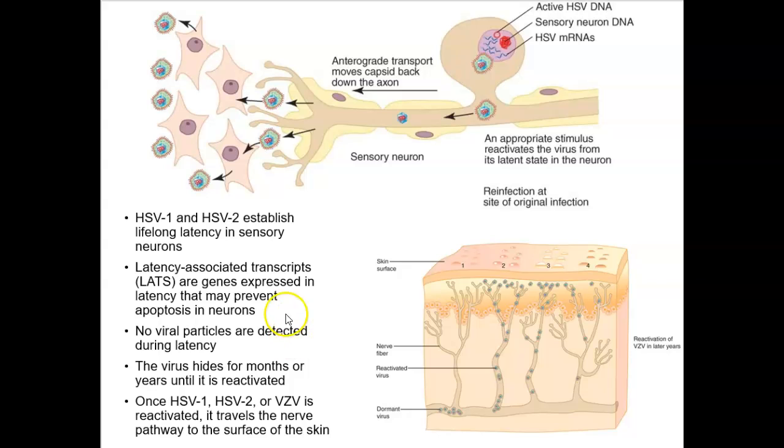So remember, in true latency, there are no detectable virus particles. But if you're in that prodromal phase, when the virus is just starting to come out of latency, you're not going to have vesicles yet, you're not going to have the active outbreak yet, but at that point you can still be considered contagious.